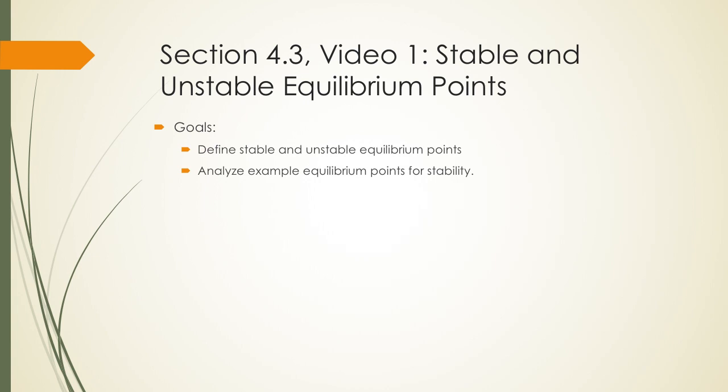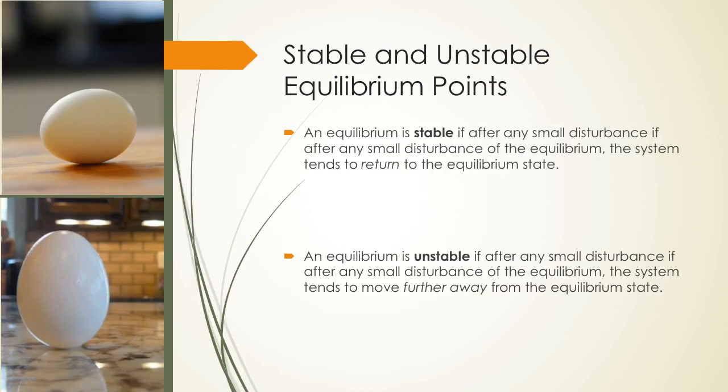How do systems move toward and away from equilibria, and how are equilibria themselves changed by various factors in the system? To begin, in this video, we'll define the ideas of stable and unstable equilibrium points, and then apply these ideas to several examples. Let's start by clarifying the terms we're using.